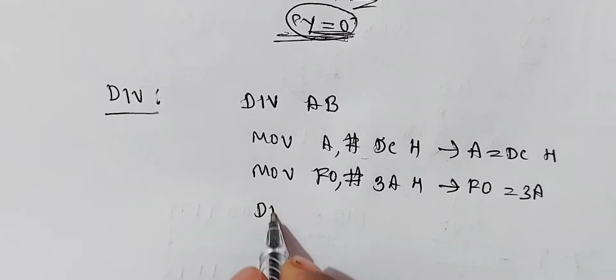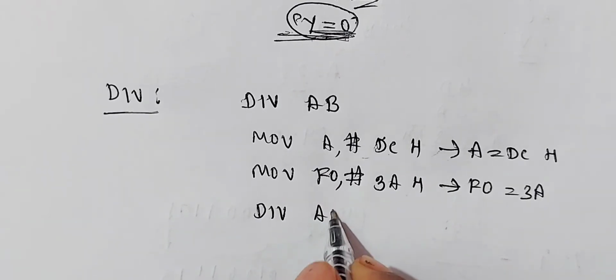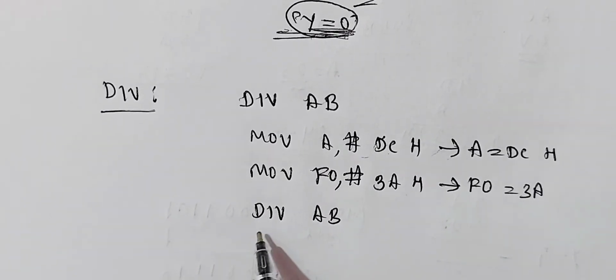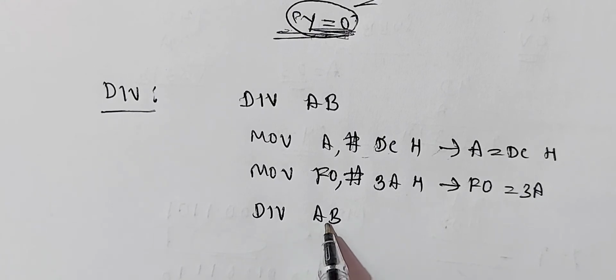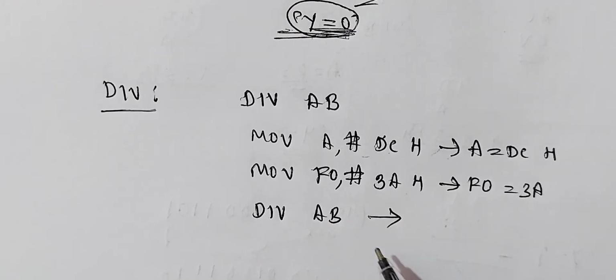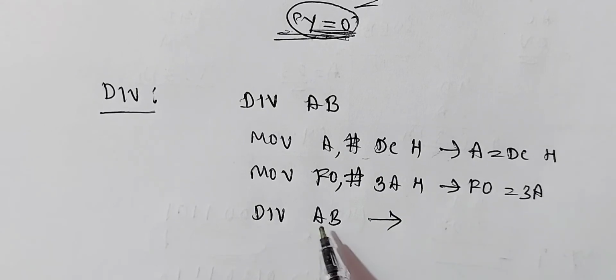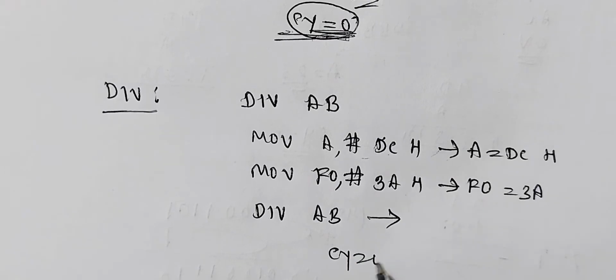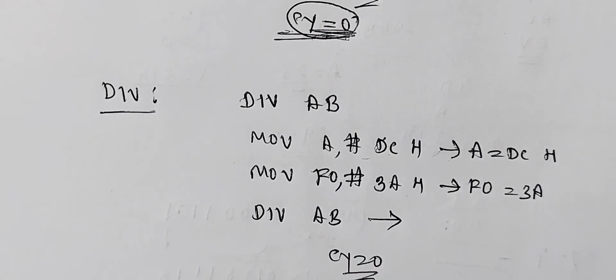I will use the instruction DIV AB. So DIV space AB. This implies that the content present in A is divided by the content present in B, and the final result is always stored in A only. Here also the carry flag CY is set to 0, it is not affected. I will tell you why.